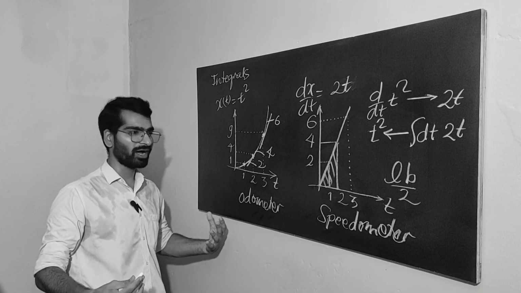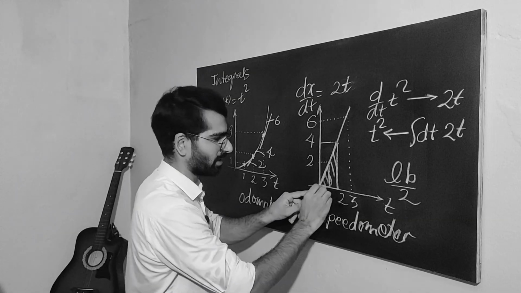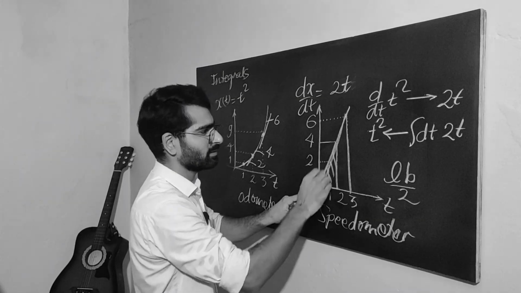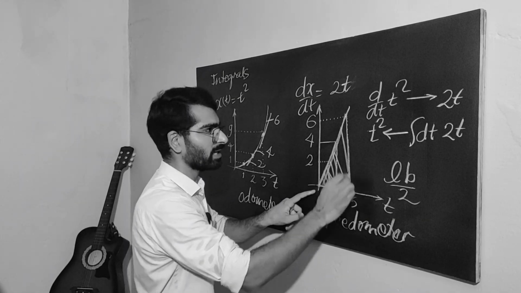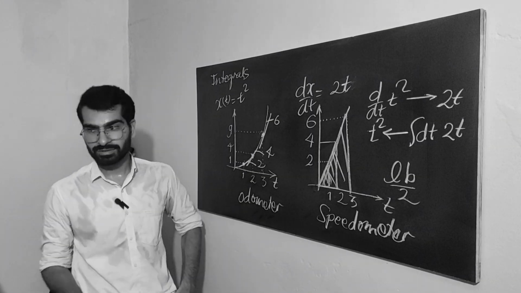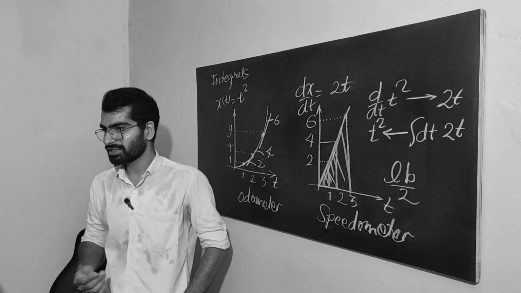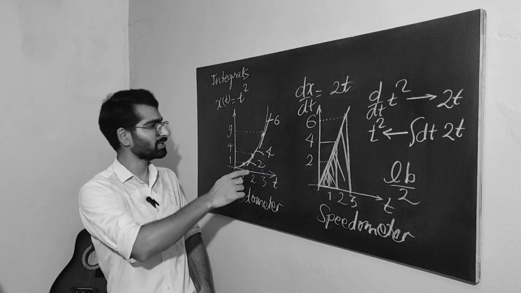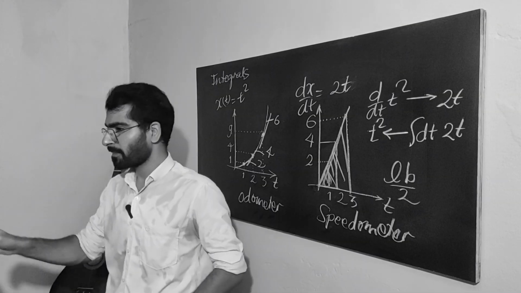Now you want to know what happens after 3 seconds. Well, you find this area. 3 times 6 is 18 divided by 2 gives you 9 meters. So yes, it gives you the distance traveled. Right.